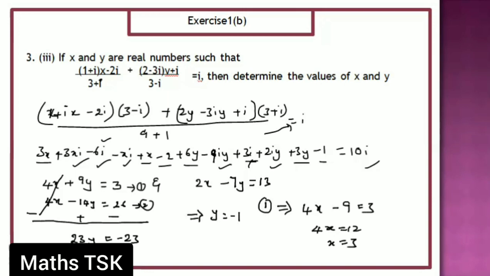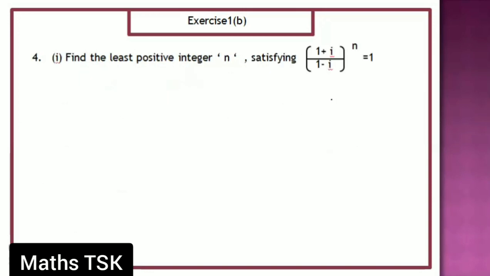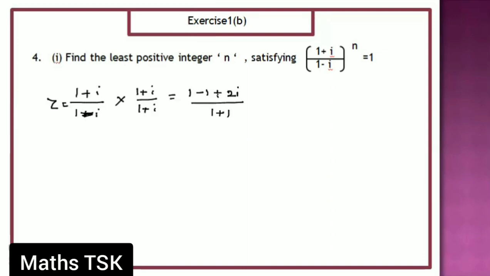There is an important problem. What is the least positive integer n such that this holds? So what is the value of (1 plus i) by (1 minus i)? First of all, I consider this as z. So multiply and divide with 1 plus i. So that numerator becomes (a plus ib) whole square. That is a square, 1 minus i square, plus 2ab i is 2i, by 1 plus 1. These two get cancelled. 2i by 2 becomes i.